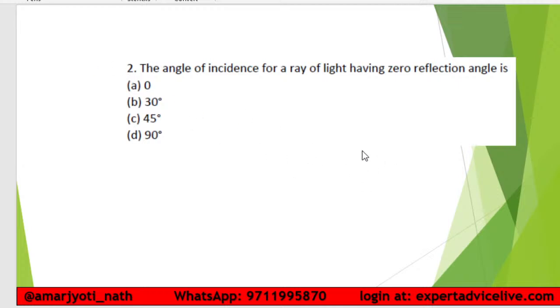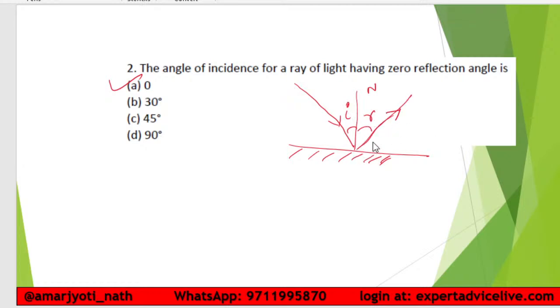Well, the answer is A only. Why? You see, say this is one mirror. First of all we need to draw a normal here. Normal itself says that the angle is 90 degree only. Say this is the incident ray, and this is the angle of incidence. From the law of reflection, angle of incidence and angle of reflection always remain the same. So if r equals 0 degree, I also will be 0 degree. It means the ray is falling normally and the incident angle becomes 0 only.